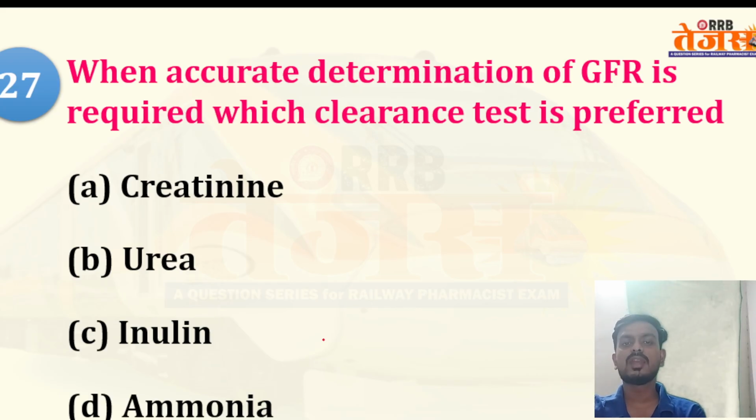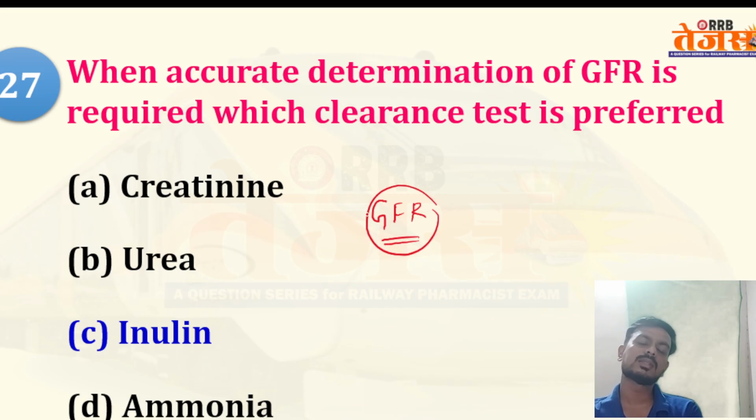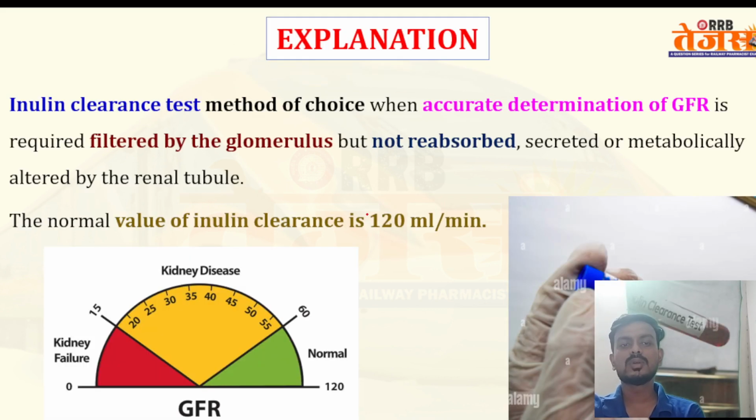Next question is, when accurate determination of GFR is required, which clearance test is preferred? Creatinine, urea, inulin, ammonia. Just now I have discussed inulin. Inulin is a polymer of carbohydrate that is basically used for the measurement of your GFR. This question has been asked several times in the exam. Do not confuse inulin with insulin. Inulin clearance test we have just discussed.